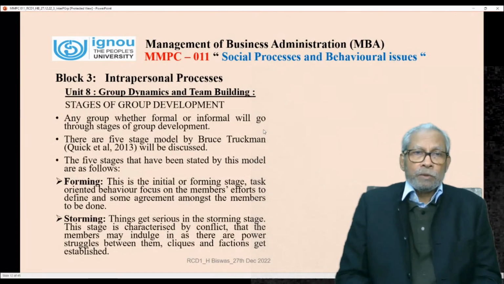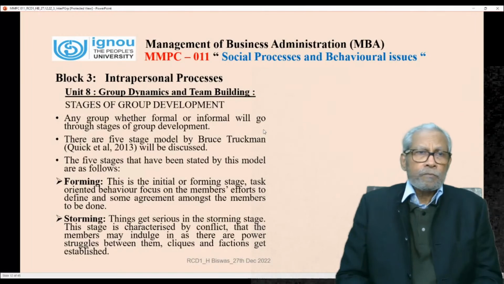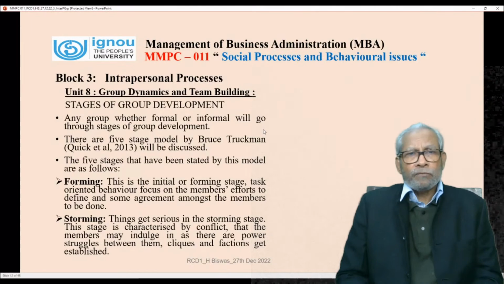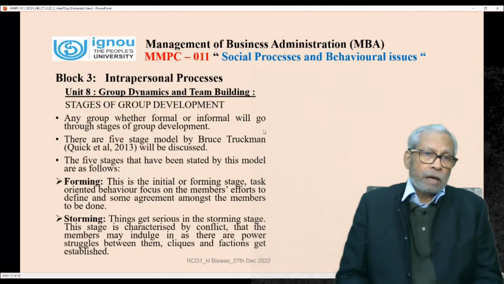Stages of group development. Any group, whether formal or informal, will go through stages of group development. There are five stages in the model of Bruce Tuckman. He has discussed these things. The five stages stated by his model are as follows.